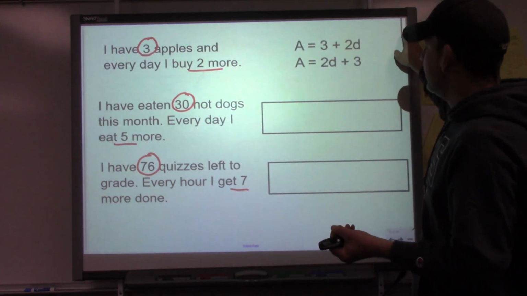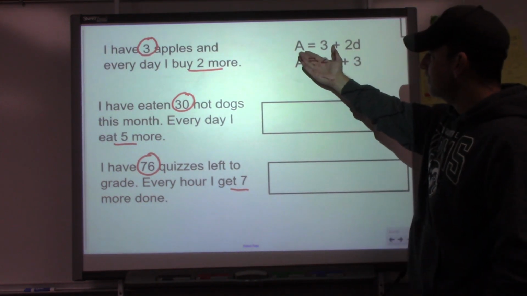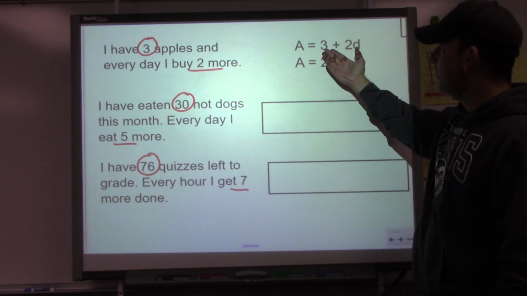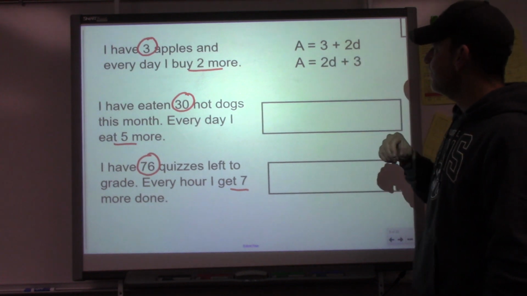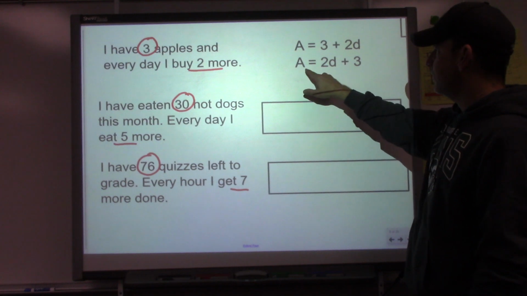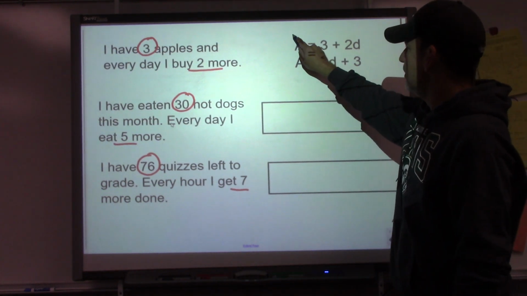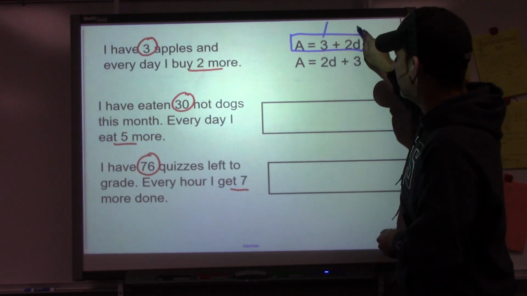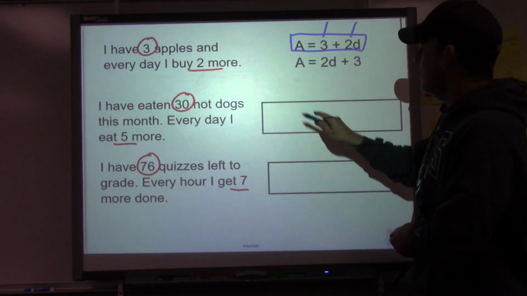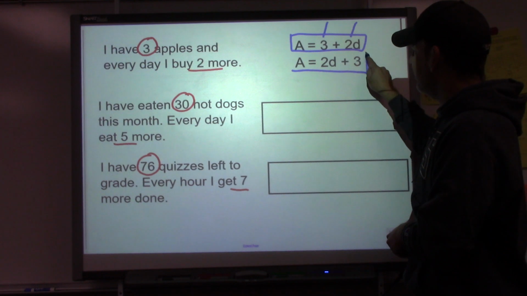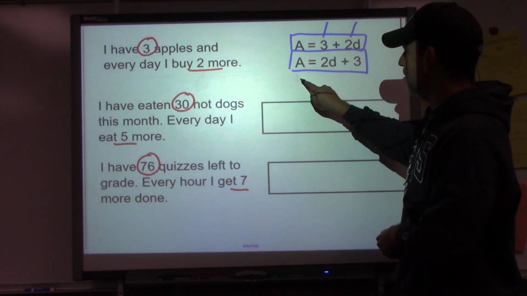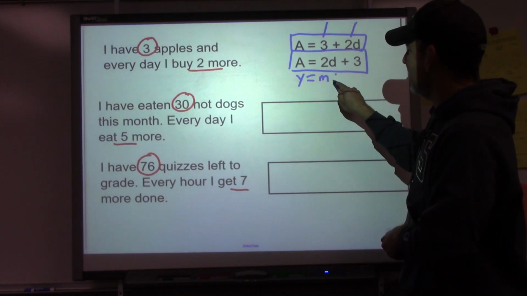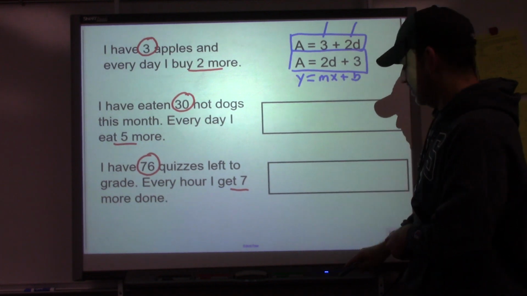So in this one, we would say apples equals starting at 3 and increasing by 2 every day. You can choose to write those in a different order. This order makes, I think, more sense in the situation because it starts with the starter and then does the changer. But you're going to see this more often in math classes and math books because this is y equals mx plus b. Okay.